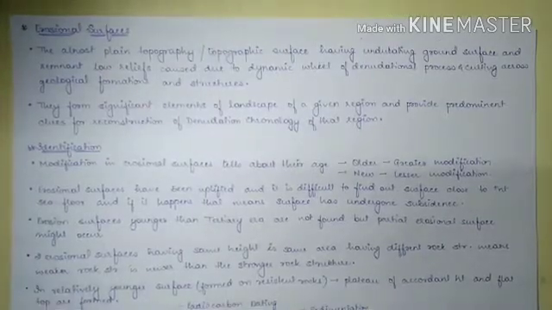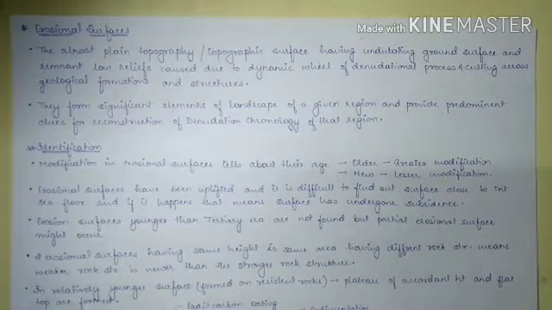Now, as we have done denudational chronology, we will jump over to erosional surfaces. Erosional surfaces are plain or almost plain topographical surfaces having an undulating ground surface and remnants of low reliefs, caused due to the dynamic wheel of denudation process cutting across the geological formation and structure.